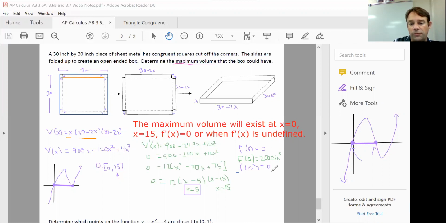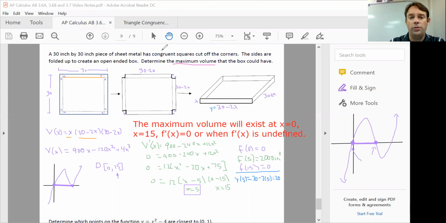And then just for the fun of it, friends, we don't have to, but I'm going to do it anyways. They didn't ask us to come up with the dimensions of the box, but I'll still do it. So if I take my 5 and I plug it in there into the other dimension, so times 5, we end up with 10. And 30 minus 10 would be 20.